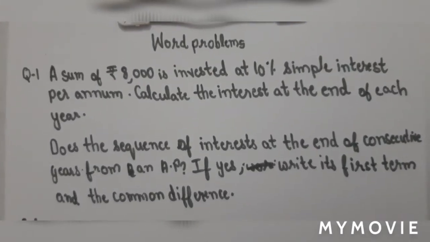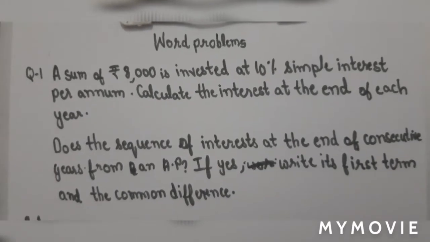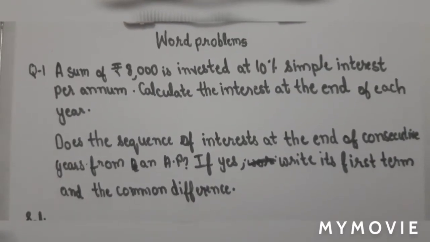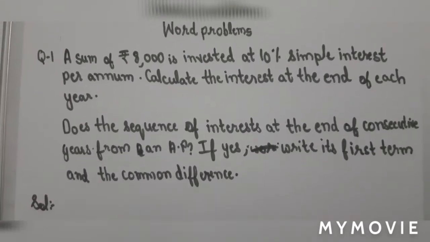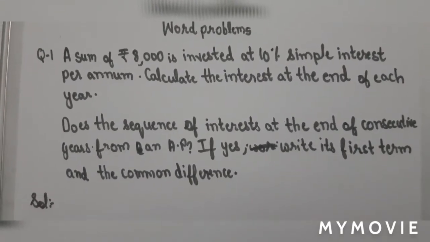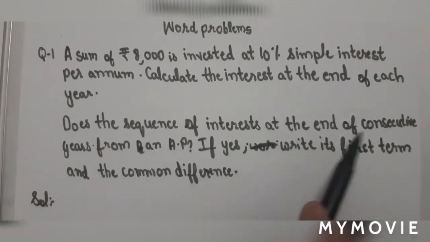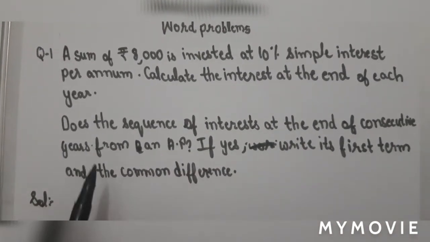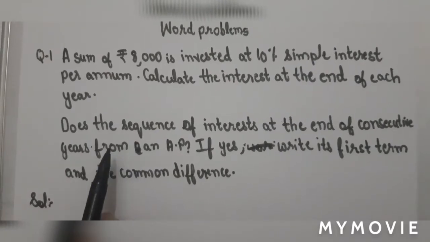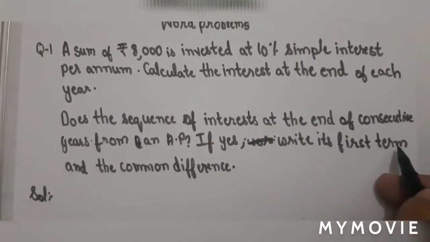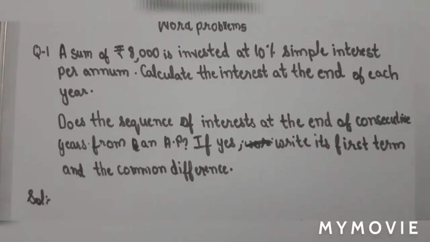So friends, our first question is: a sum of rupees 8,000 is invested at 10% simple interest per annum. Calculate the interest at the end of each year. Does the sequence of the interests at the end of consecutive years form an AP? If yes, write its first term and the common difference.